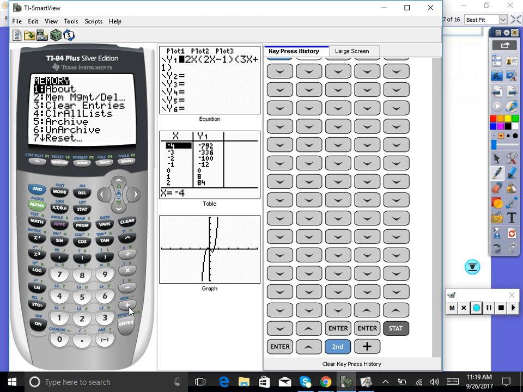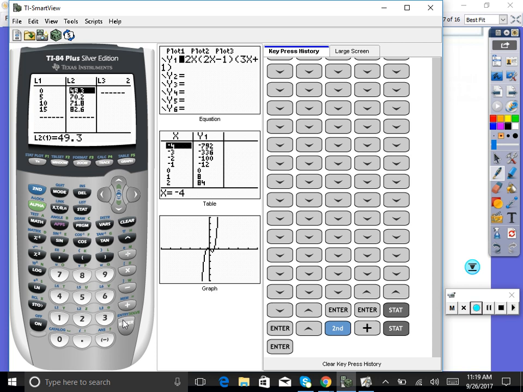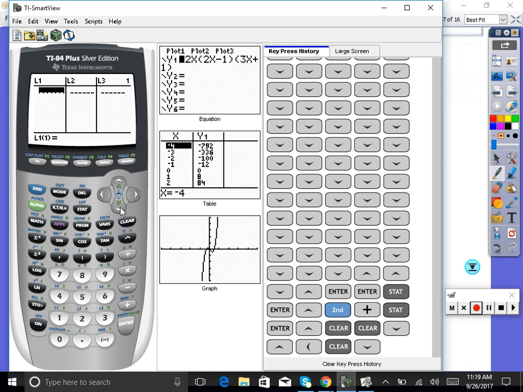Okay, stat edit. Now you can clear out a list. So let me show you how you do it. Do you see how I'm up here highlighted in list 2? I want to clear out that entire list, so I hit clear. Notice nothing happened. I've got to scroll down, and yes, now it's recognizing I'm clearing out that list. So look, I'm going to clear out list 1. I've got to highlight list 1, hit clear, not delete, scroll down. Okay, in list 1, type in your X values.